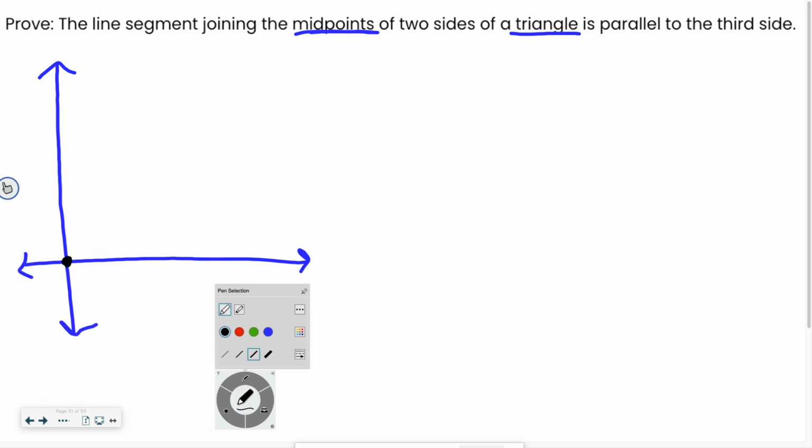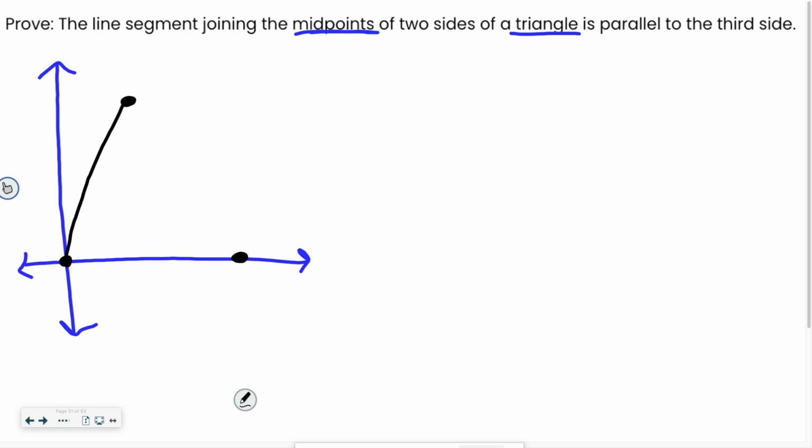And we know we're going to have one vertex here. Again, this is some arbitrary triangle. We don't know what it looks like. Here's another one. Here's another one. Connect our dots. So we have one vertex at the origin, one side on the x-axis. Okay.